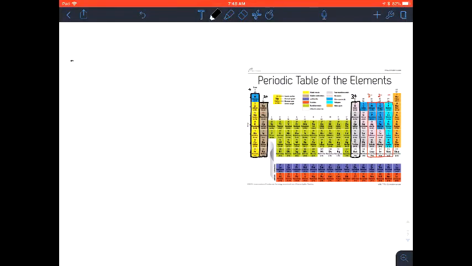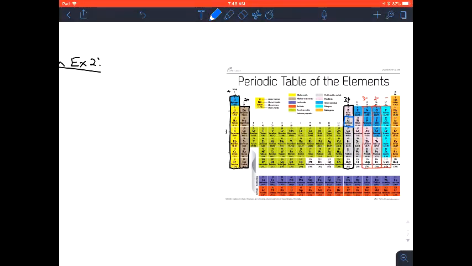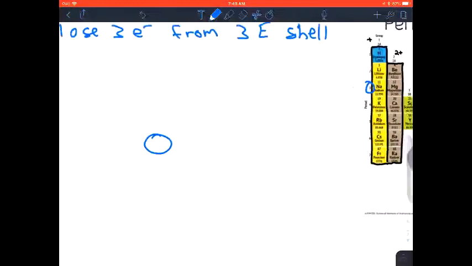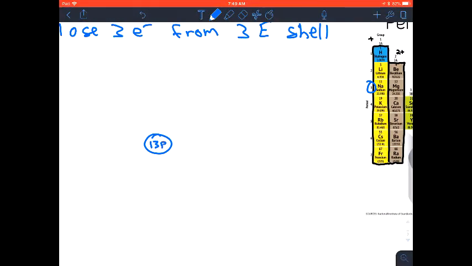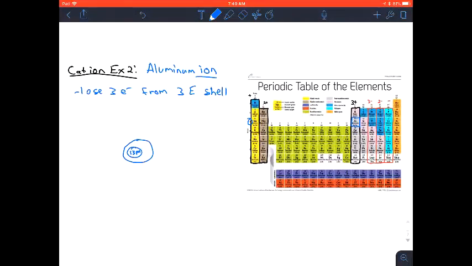Let's do another one for a cation. Let's look at an aluminum ion. We know that it's in group 3, so it means it's going to lose 3 valence electrons, and it's going to have 13 protons. Aluminum is in the 3rd period. Our nucleus has 13 protons. Our first energy shell has 2 electrons in it, separate from one another. The second energy shell has 8 electrons.